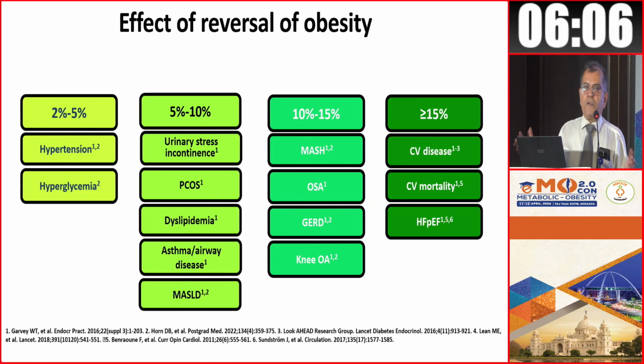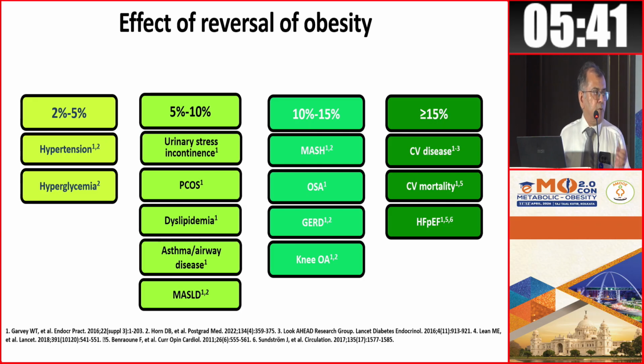So does the reversal of obesity help? The answer is yes. A 2 to 5% reduction of obesity reduces the hypertension and the hyperglycemia. A 5 to 10% drop in obesity reduces the stress incontinence, the PCOS, dyslipidemia, asthma, airway disease. 10 to 15% reduces the MASH, the obstructive sleep apnea, the gastroesophageal reflux disease, and also the osteoarthrosis.